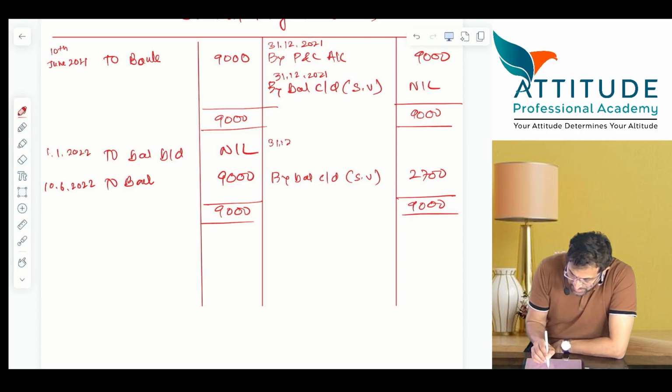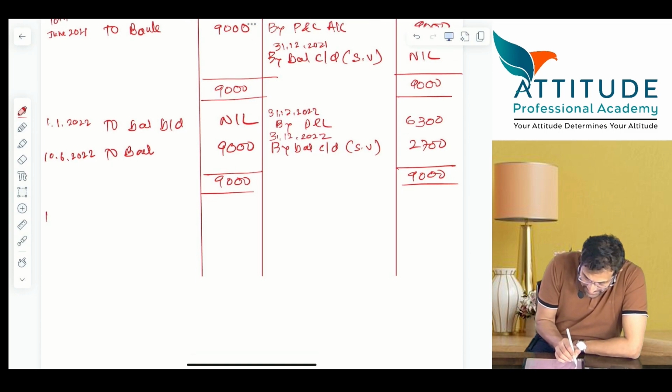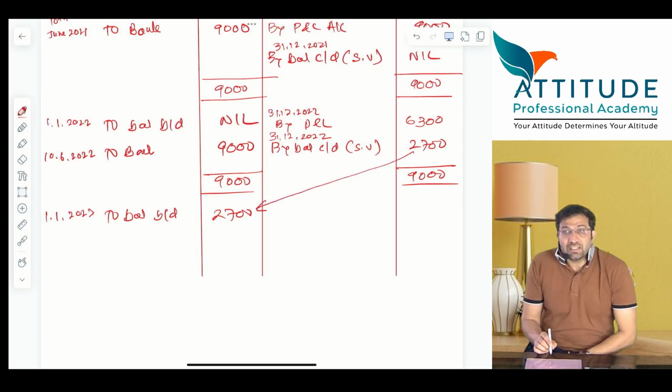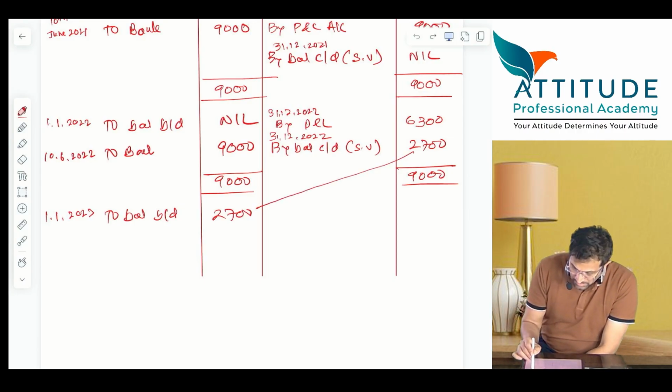31st December 2022, by P&L, how much will go? 6,300. And this is the 31st December 2022 closing balance. Now this will be the opening balance next year. 1/1/2023, to balance brought down. How much comes? Tell me. 2,700. This will come here. Understood? Understood or not?